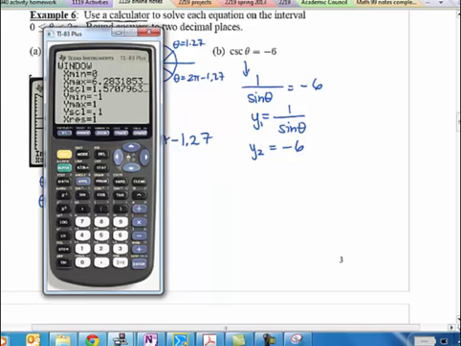The period for cosecant is also just 2 pi, and they asked us for the solutions in the interval 0 to 2 pi. So that's what we want for our x min and max, 0 and 2 pi. And then for the y min and max, we want to extend this a little. We want to at least include -6. I'm going to do -10 to 10 and have the scale be 1. Remember that this graph is going to have vertical asymptotes wherever sine theta is 0. So at 0 and pi and 2 pi. Let's take a look at the graph.